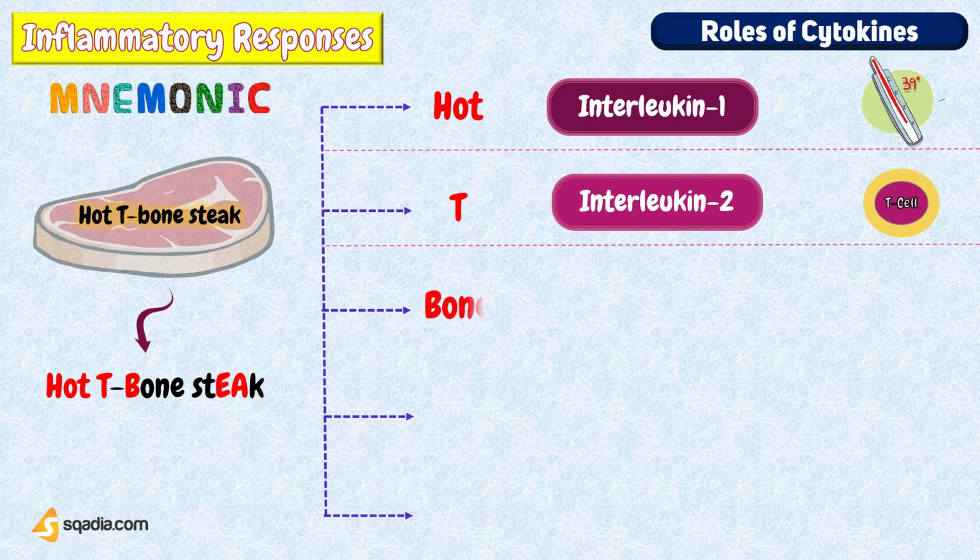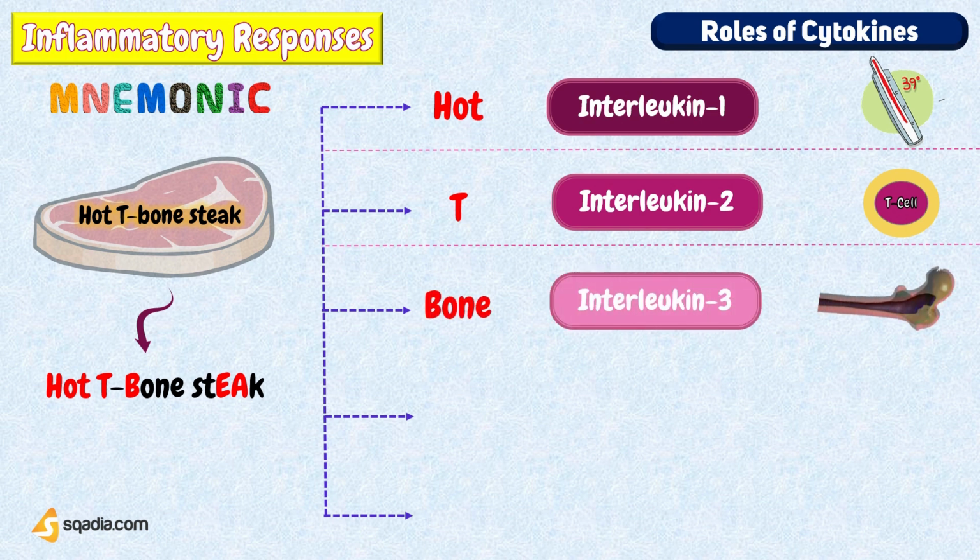The third word is bone. It is designated to interleukin-3, which stimulates the bone marrow. It stimulates the granulocyte monocyte colony stimulating factor.